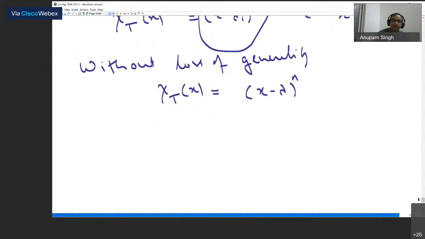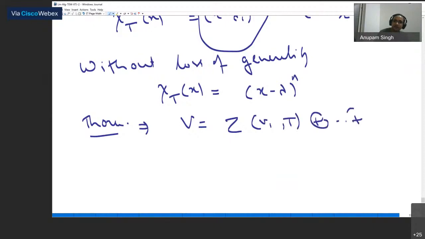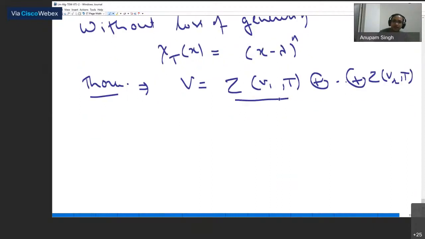Now what I do is that I can write this as, so the theorem implies that V is a direct sum of some cyclic subspaces, Z(v1, T) direct sum up to Z(vr, T). And let's say these are of dimension, maybe just for simplicity, let's call them n1 up to nr.